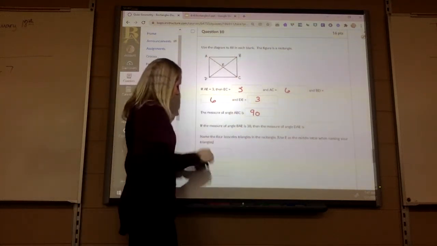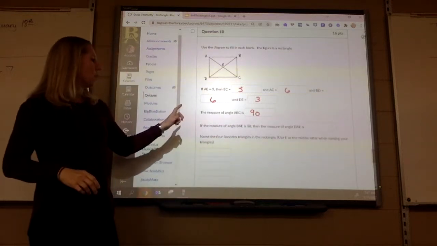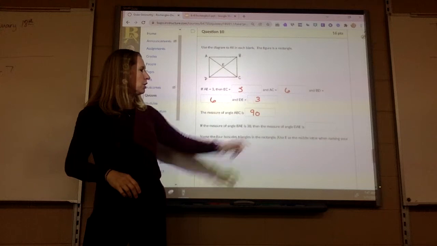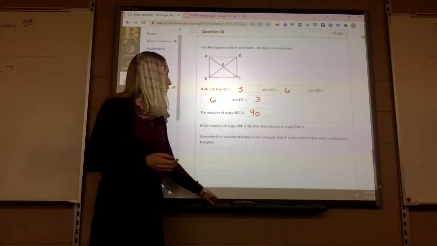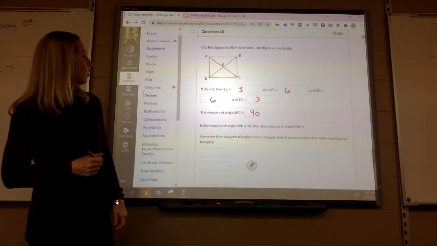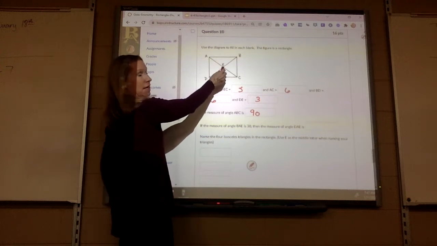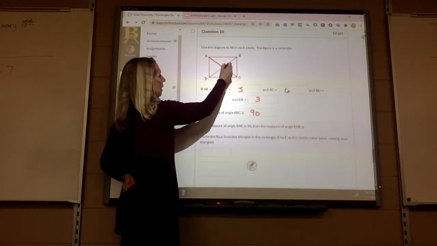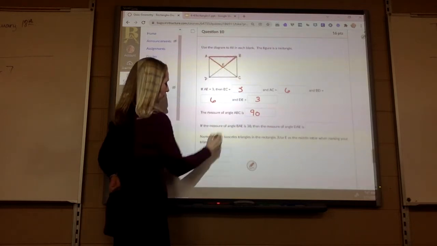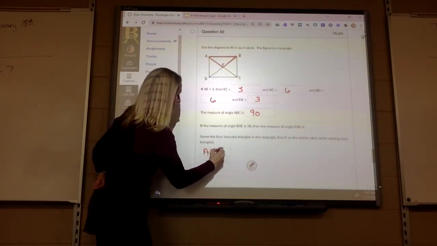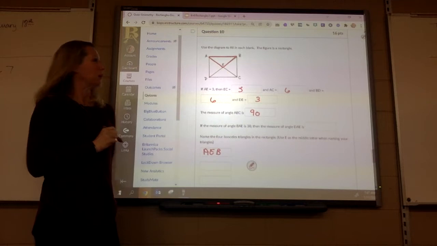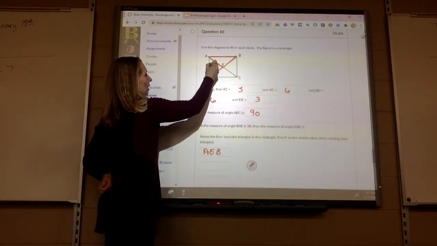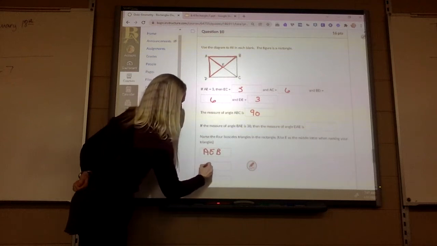And then it says name the 4 triangles in this rectangle. Use E as the middle letter. So the 4 triangles are going to be, so we're using E as the middle, the 4 isosceles triangles. We've got A, E, B. We've got A, E, D. You see that one?